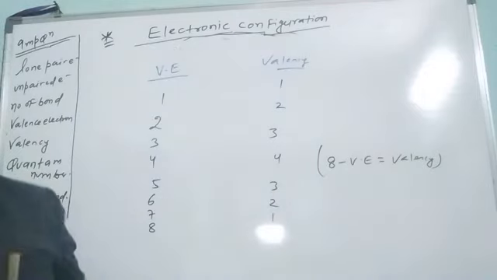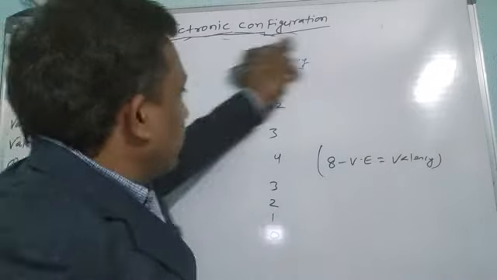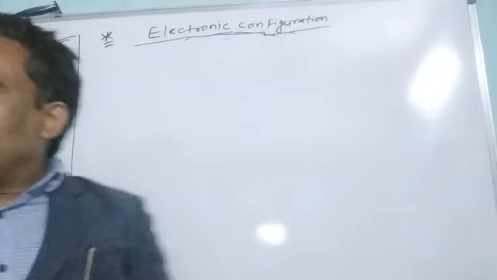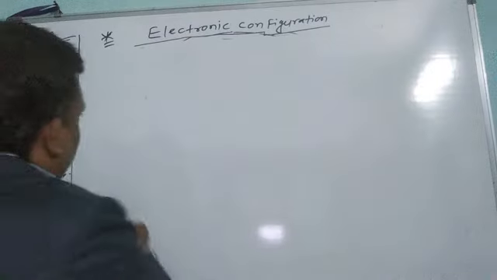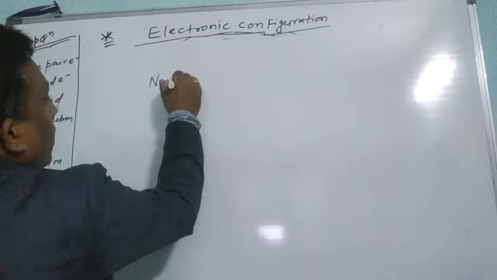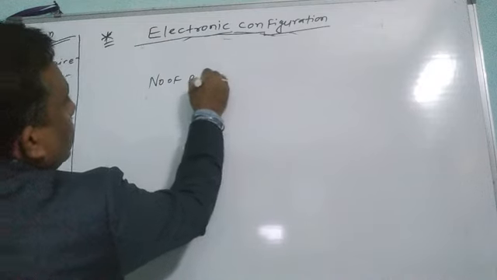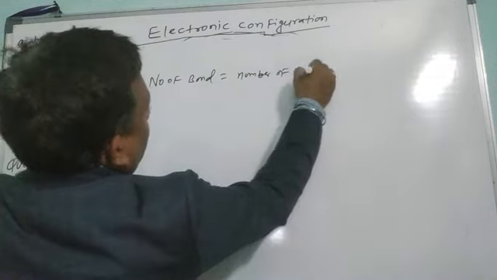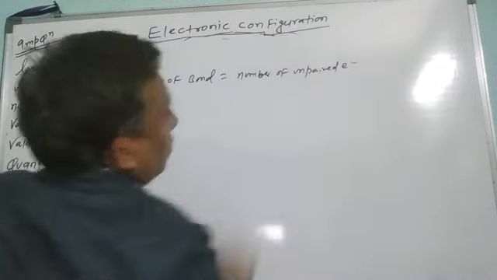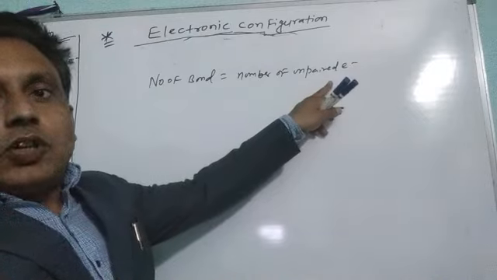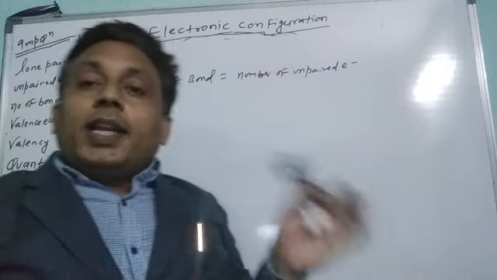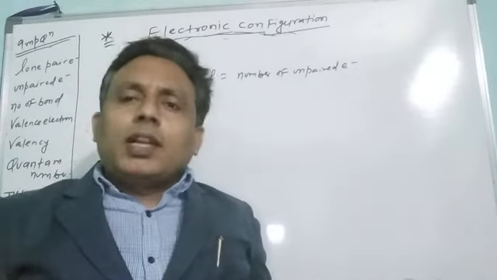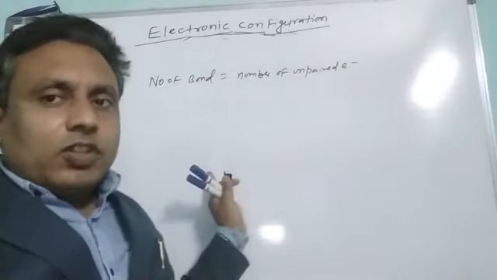Means bond formation. Next, the explanation is how many bonds are formed by different atoms. Means we have data: number of bonds is equal to number of unpaired electrons. Okay. How many unpaired electrons are present in a nitrogen atom, oxygen atom or fluorine atom? So we explain first of all here.